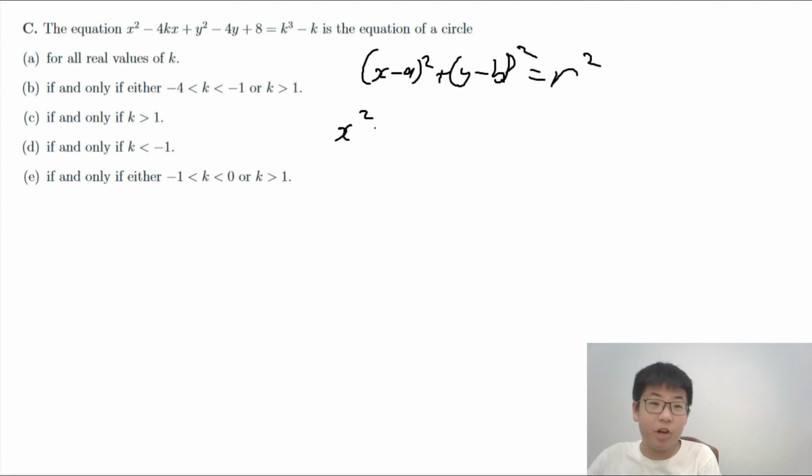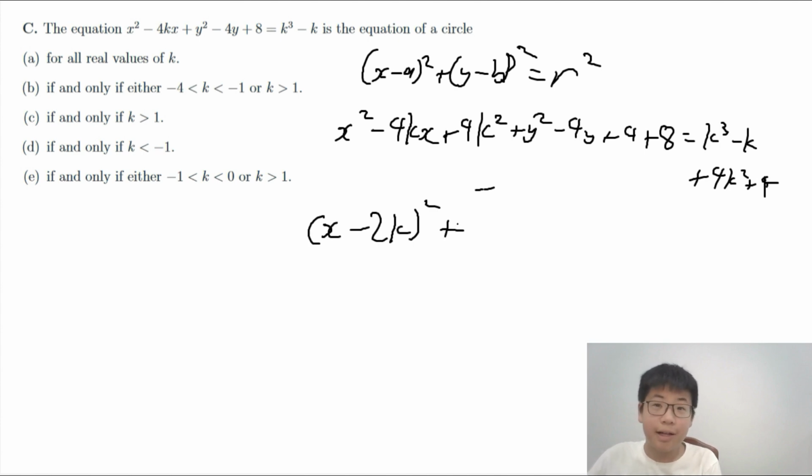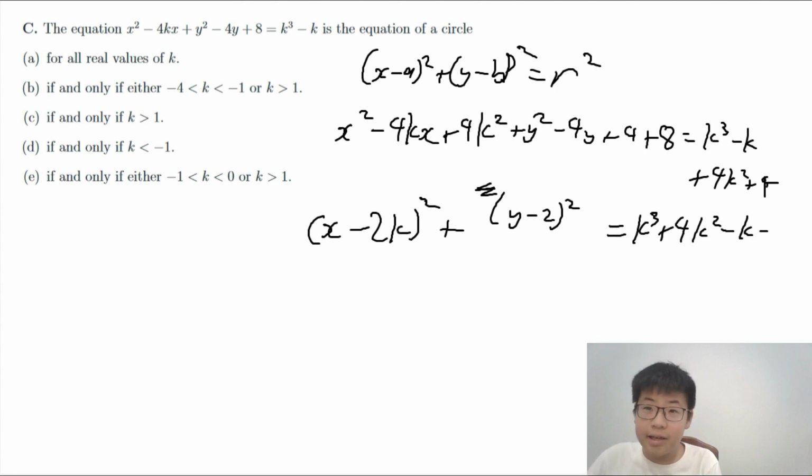Why this strange combination of factors? Because as you see, x squared minus 4kx plus 4k squared, plus y squared minus 4y plus 4, is on the left side, and on the right we have k cubed minus k. Oh, and don't forget to add 4k squared plus 4. And then we get (x minus 2k) squared plus (y minus 2) squared equals k cubed plus 4k squared minus k minus 4.